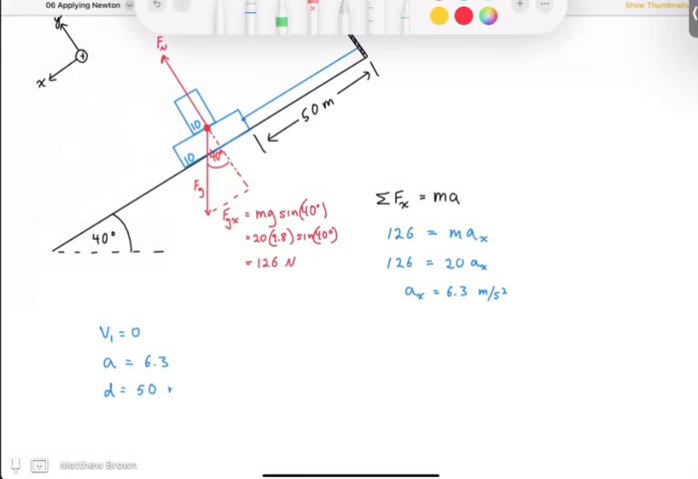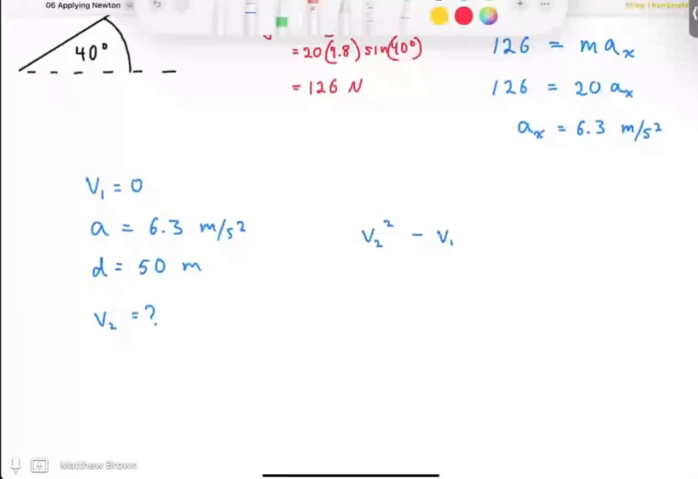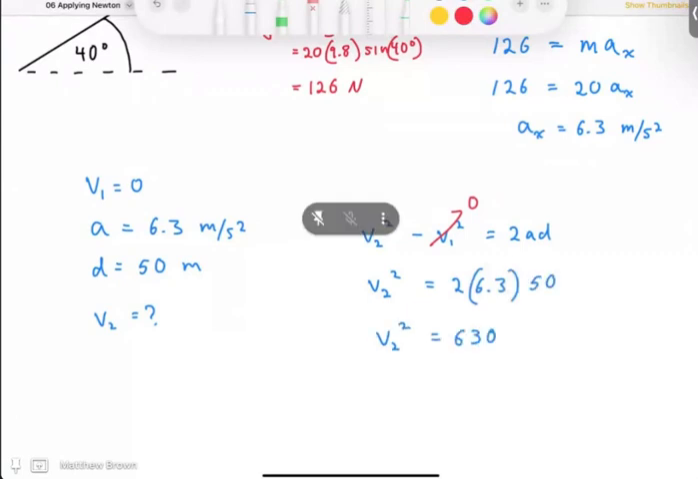So if you look at that, probably the easiest equation to use here is v2 squared minus v1 squared equals 2ad, which means v2 squared equals, well, v1 squared is just 0, so that one goes away. I'm left with 2 times 6.3 times 50. Punching that into a calculator, I get v2 squared equals 630. And then if I square root that, I get 25.1.